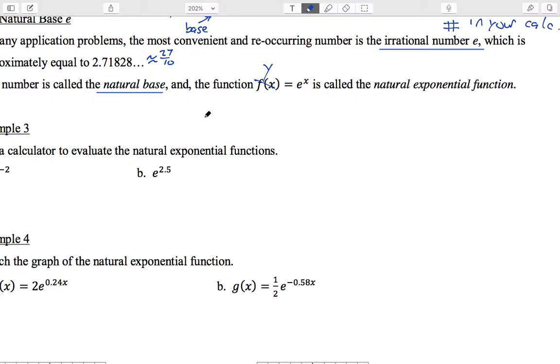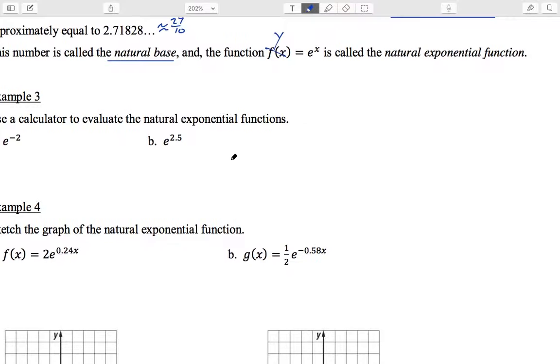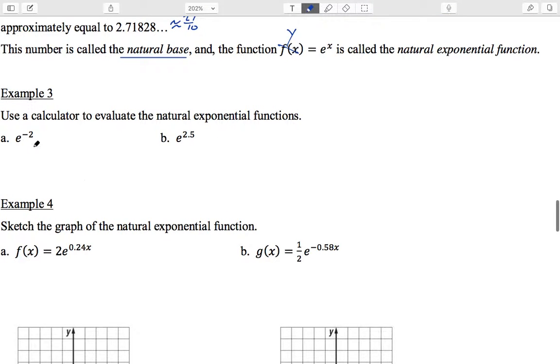Even if you have one of these, it doesn't require a fancy calculator to have. If you look at your calculator, above the ln button, is e to the x. You see it right there. So when you have to use a calculator to evaluate the natural exponential functions, e to the negative 2, you just plug it into your calculator. You just go to the e button. So in your case, it's second, and then you press ln. That gives you e to the exponent, right? Second ln. And then you just put in negative 2, and you get your answer.